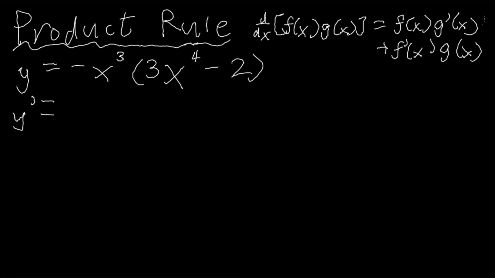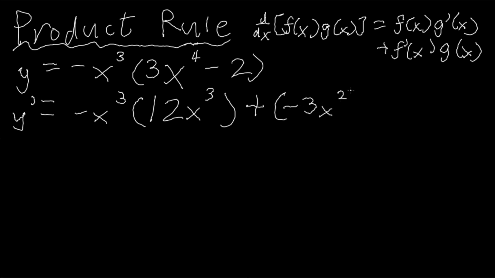f of x times the derivative of g of x. So we gotta do a power rule. I'll just do it so you guys would understand it. But it's kind of like the power rule and another rule mixed together. So 12x to the power of 3, or that looks bad, 3, and that's just 0. Plus, the derivative of that is negative 3x squared times g of x, so g of x is 3x to the power of 4 minus 2, like this.